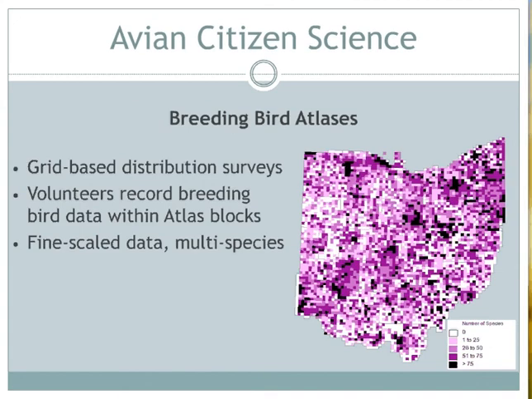Another citizen science program, which perhaps has better coverage at a smaller geographic extent, is that of breeding bird atlases. So these are grid-based distribution surveys where volunteers are going out into each atlas block and recording basically everything they see for all the species they encounter, finding the highest level of breeding evidence, whether it's birds carrying nesting material, recently fledged young, observations like that. So this creates a fairly fine-scaled data set covering all the species in that geographic region.